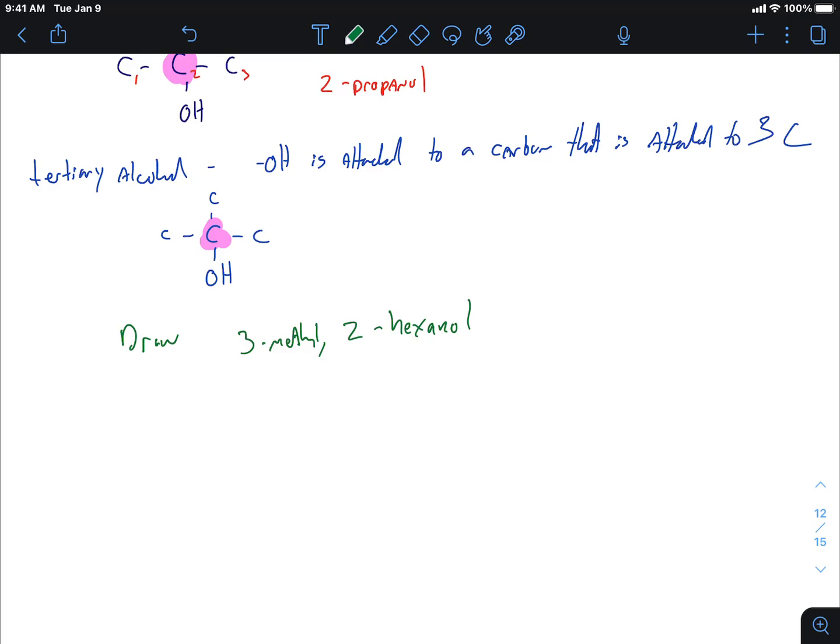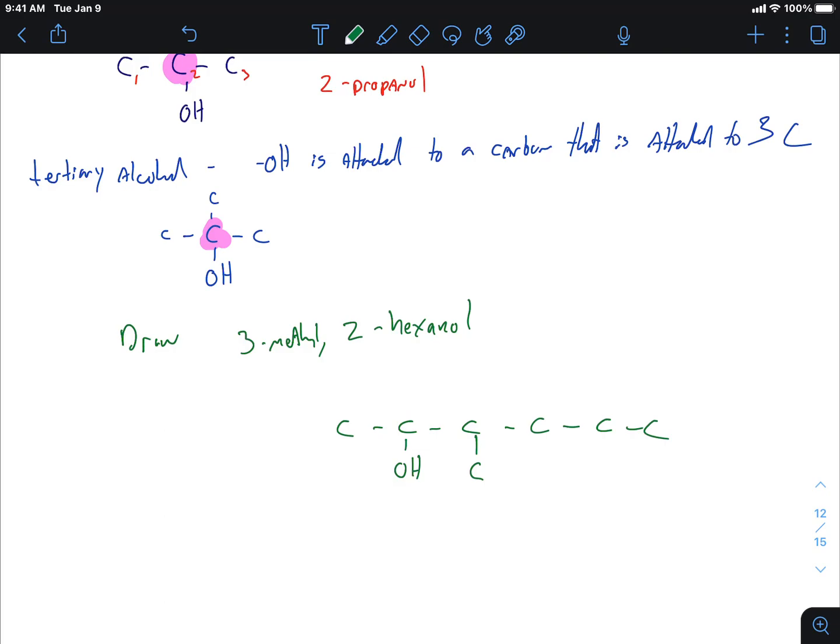So remember, I always start with the parent chain. The parent chain is going to be 6 carbons. The functional group for the alcohol is on carbon 2, and on carbon 3 we have a methyl group. So this is a secondary alcohol, but they didn't bring up the word secondary alcohol. You just drew it based on the name.